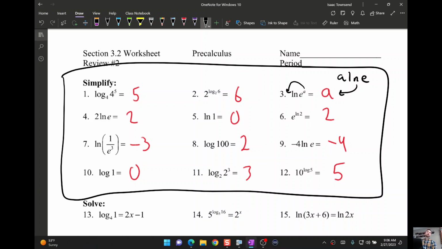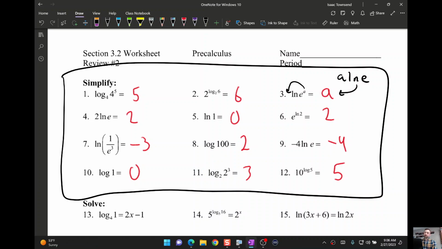Anybody else? Yeah. Number 8. Since there's not a base written here, this would be an understood base 10. This is a common log. So this is asking you 10 to what power gives you 100. So 10 squared. Did you put 10 there? No. Okay. Yeah, if there's no base, it's an understood base 10.